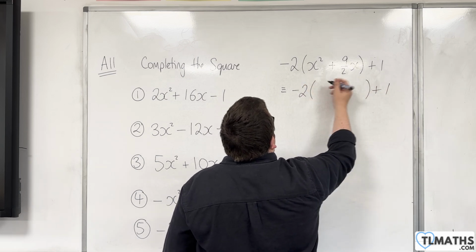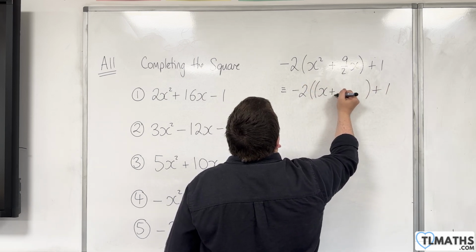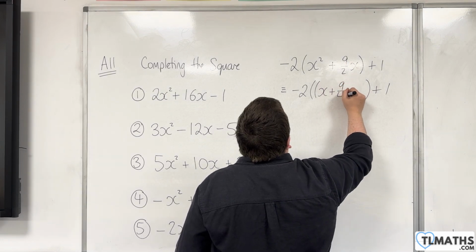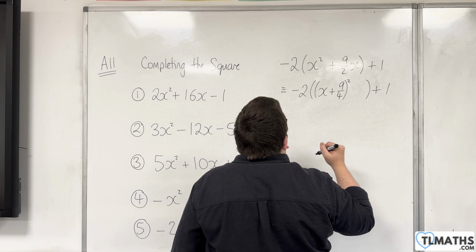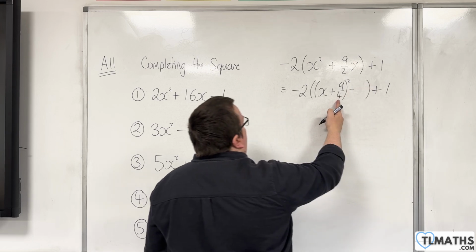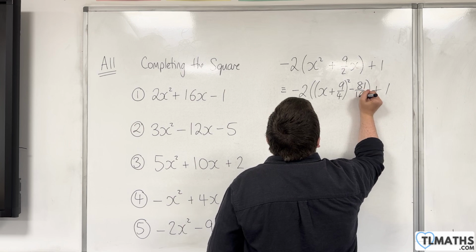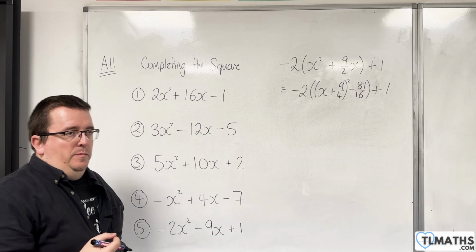Complete the square on what's inside. So x plus half of 9 halves is 9 quarters squared. We need to take away this number squared, so take away 81 over 16. Square the top, square the bottom.